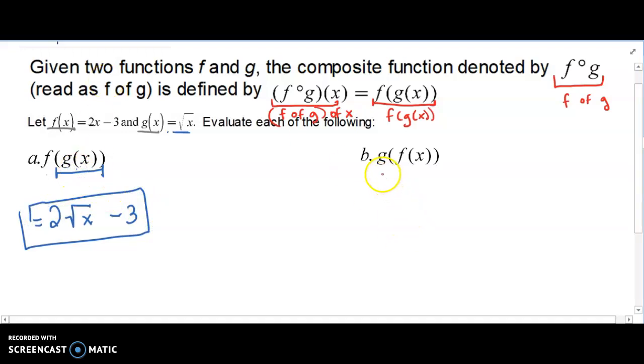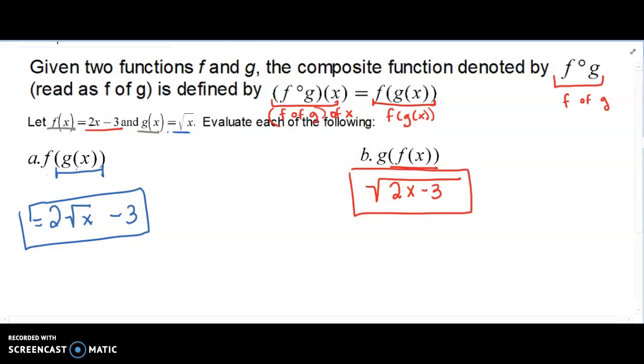Over here, if we want to find g of f of x, now we take the function g and plug in the whole function f of x everywhere we see an x. The function g is the square root of x, but we plug in f of x where x was, so we put in this whole thing, 2x minus 3, here. Here's my g of f of x.